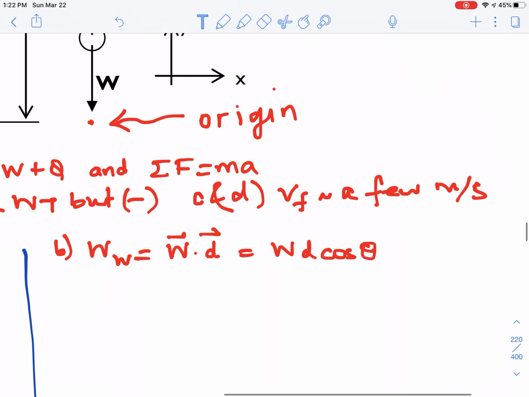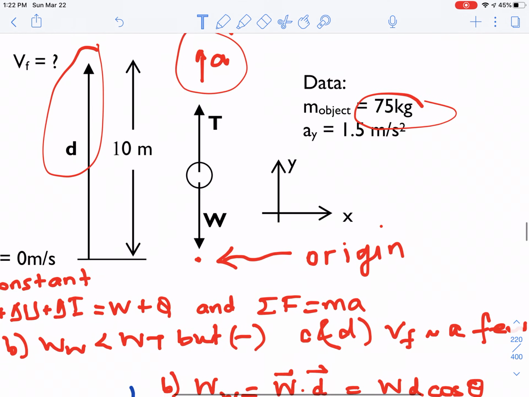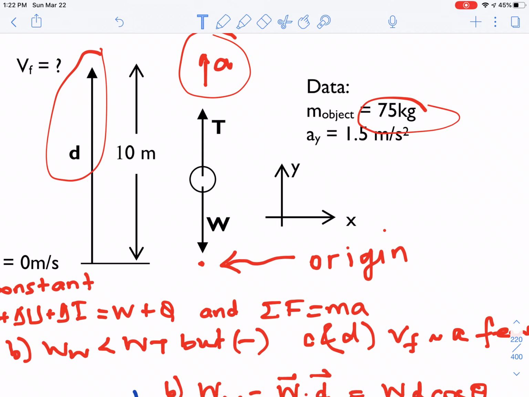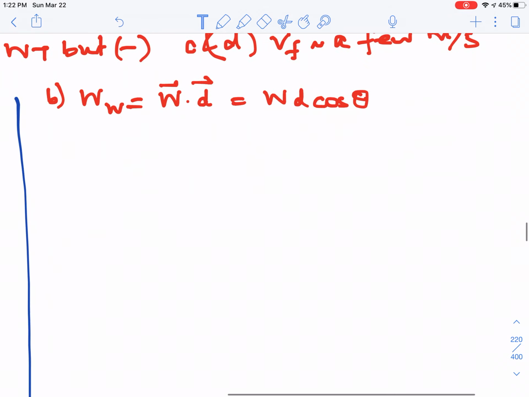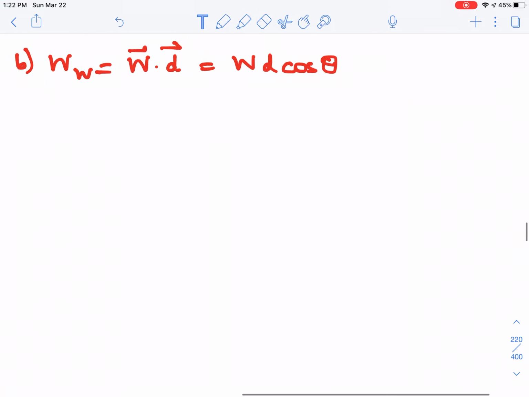Going back and looking at my free body diagram, now I'm thinking about the orientation between the D vector and the W vector. And as you can see on the free body diagram, they're opposite to each other. So what is that angle then? It should be 180, right? So this is one way of finding work. Let's find this first, and then there's another way that we can find the work done by the weight force, and I'll discuss that.